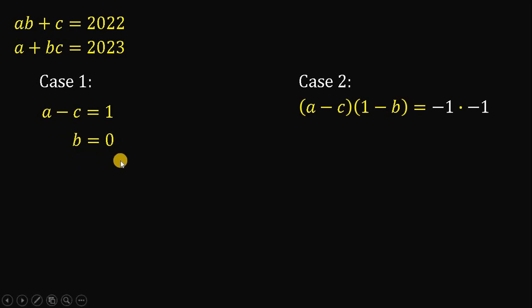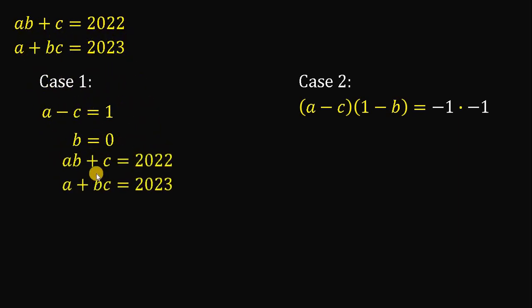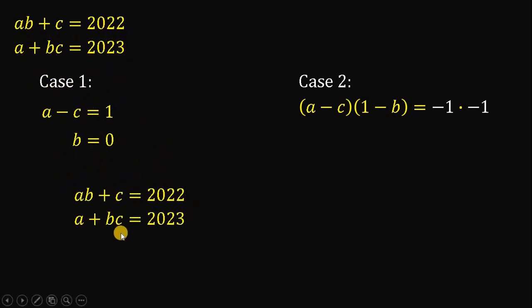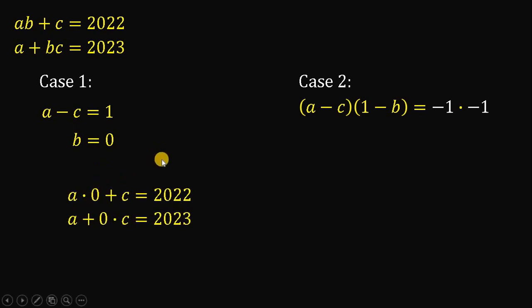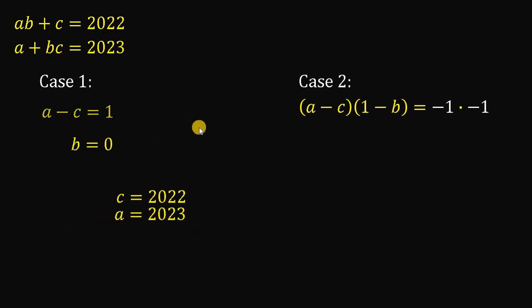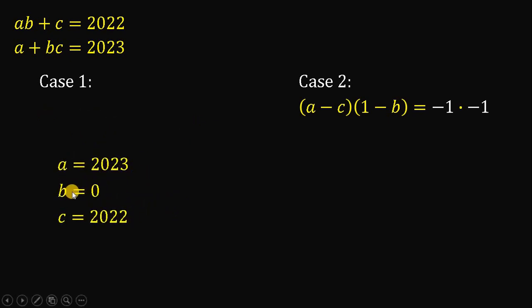Now, since we have the value of B, what we're going to do here is to solve for the values of A and C. To do that, we will use the original equations: AB plus C equals 2022 and A plus BC equals 2023. Now, we know that B equals 0, so we can replace all B with 0. On the first equation, A times 0 is 0, therefore the value of C must be 2022. And on the second equation, 0 times C is 0, therefore A must be 2023. Therefore, this is one possible solution. We have A equals 2023, B equals 0, C equals 2022.